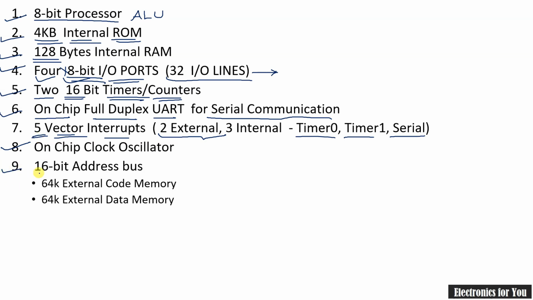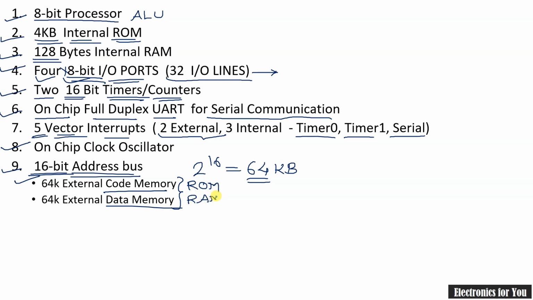In case of 8051, a total 16-bit address bus is there. As it is having 16 address lines, 2 raised to power 16 will be equal to 64 KB, and therefore the addressing capacity for 8051 is 64 KB. Addressing capacity of 64 KB means it can access a memory of 64 KB. The memory may be code memory, that is program memory, or data memory, or we can say that the memory can be ROM or RAM.